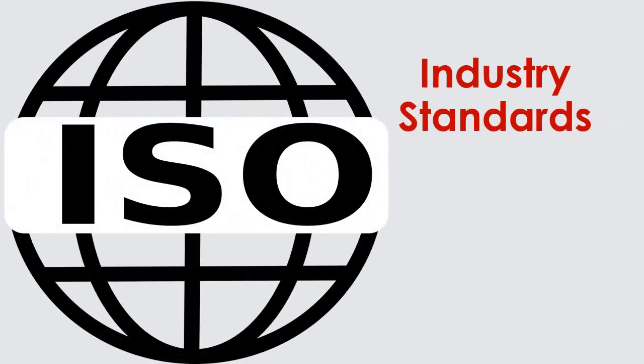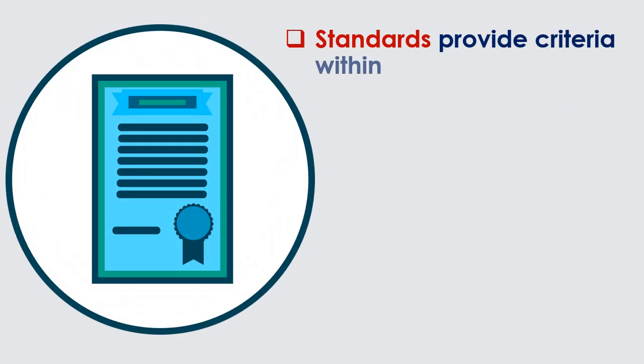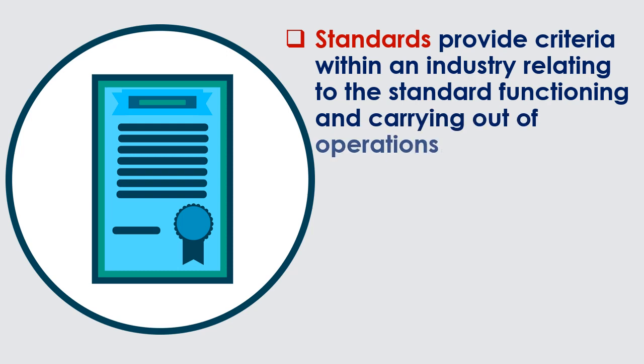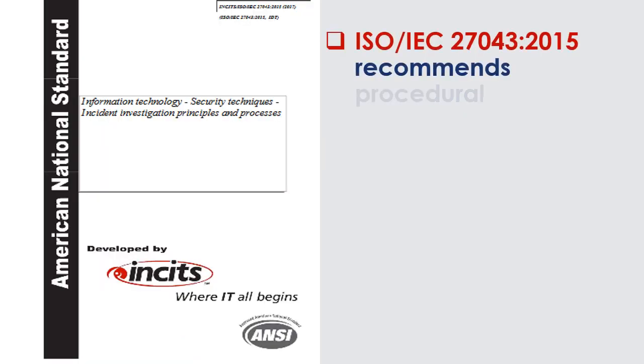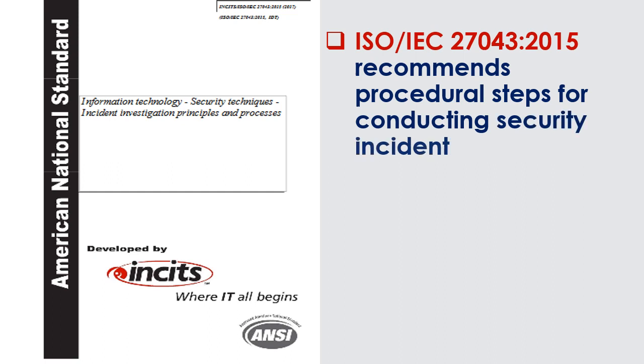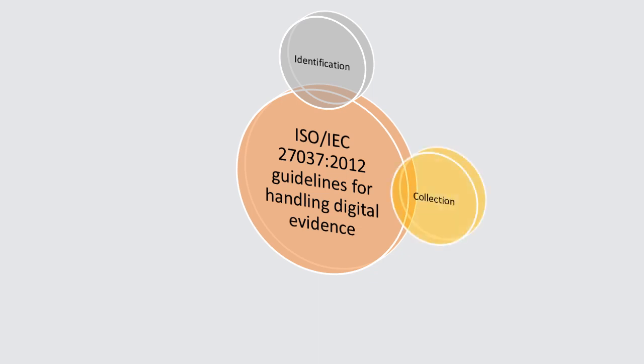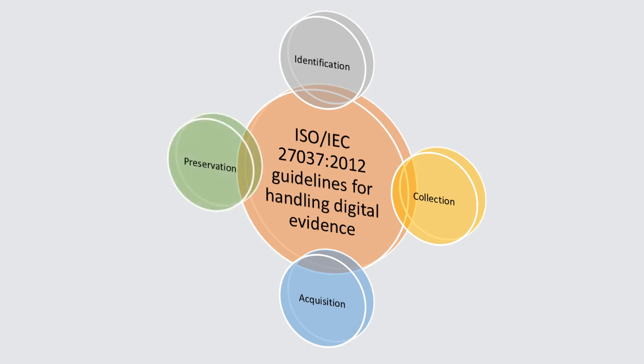Industry standards. Standards provide criteria within an industry relating to the standard functioning and carrying out of operations. ISO/IEC 27043:2015 recommends procedural steps for conducting security incident investigations. ISO/IEC 27037:2012 provides guidelines for handling digital evidence. This is covered through a four-step process of identification, collection, acquisition, and preservation.